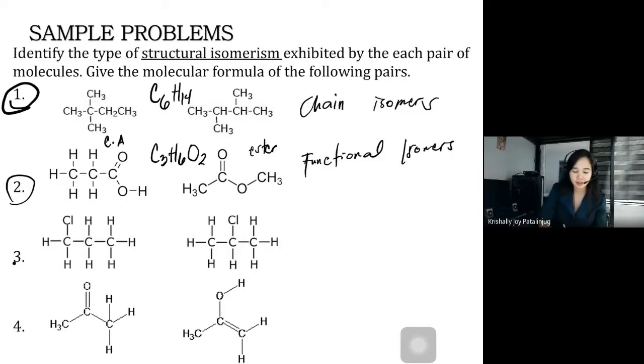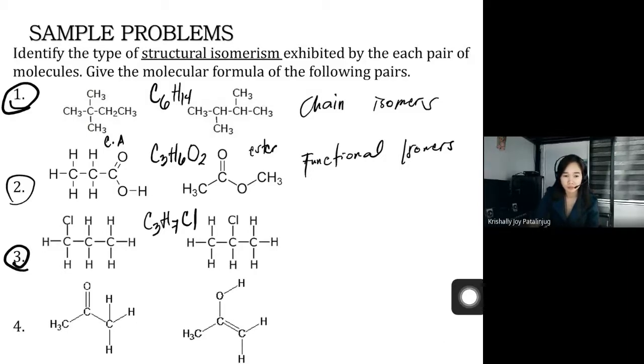Okay, next. Number 3. They are the same: 3 carbons, hydrogens 3, 6, 7. They have the same 7 hydrogens, and one chlorine each. So they are isomers, and that's the time you could identify the structural isomerism. Where do they differ? They differ in the position of chlorine. Okay, very good. So, positional isomers.